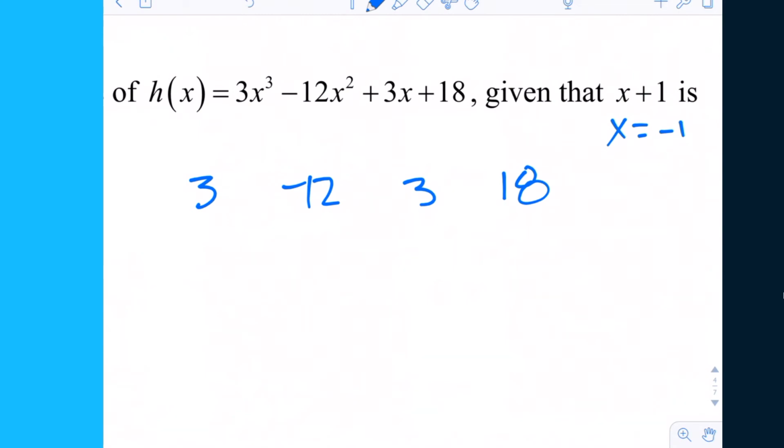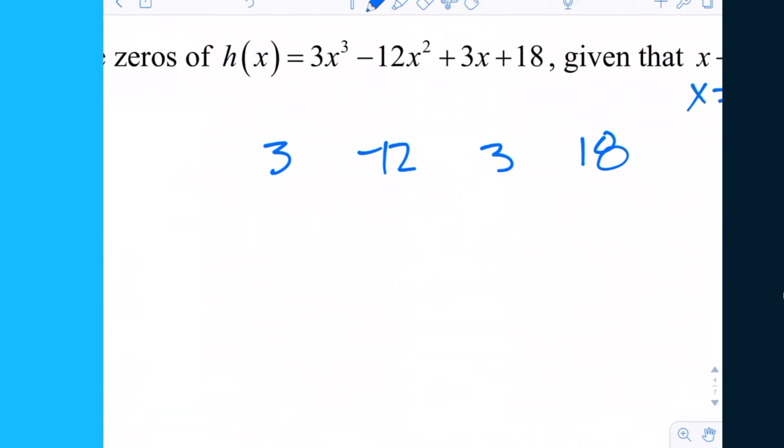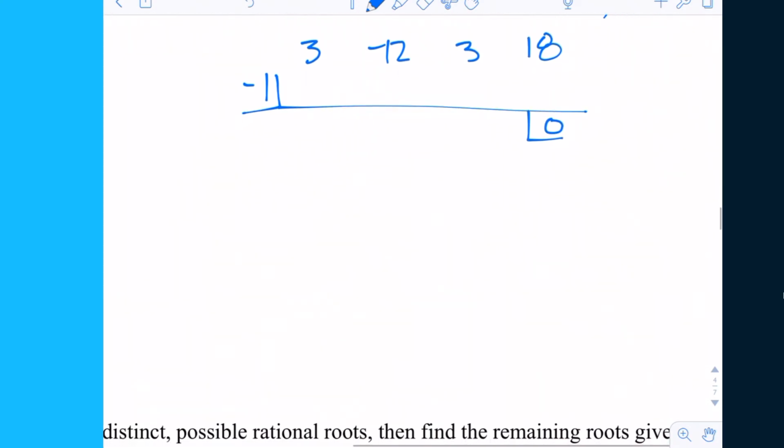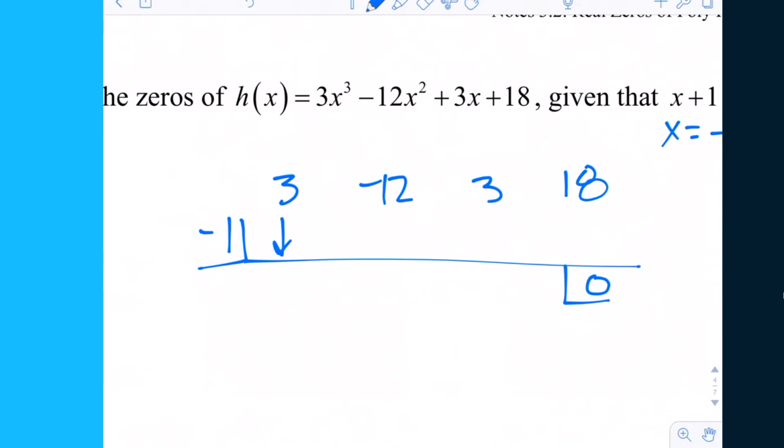Okay, and now, what are we going to put on the outside? A -1 or a positive 1? -1. We synthetically divide with the root. So here we go, -1. And if we do it right, and they were not lying to us about the x plus 1 being a factor, we should get a 0 here in the remainder box. All right, step 1, let gravity do its job, bring it on down. Then we multiply and add. Multiply, add. Multiply, add. So we get -3, -15, 15, 18, -18, and lo and behold, we get 0.